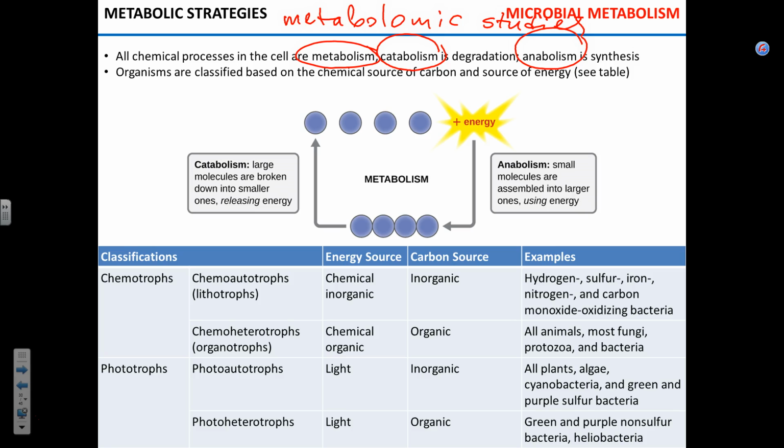Now, going back to classification based on metabolic strategies, all microorganisms, and not only microorganisms, need two things. They need energy, and they need organic carbon. Okay? Because why do they need organic carbon? Why do organisms need organic carbon? Yeah, they're made of it. They need it to build themselves, to grow.